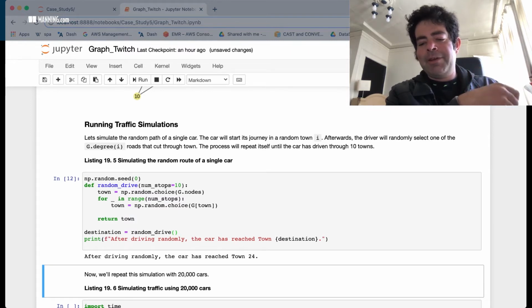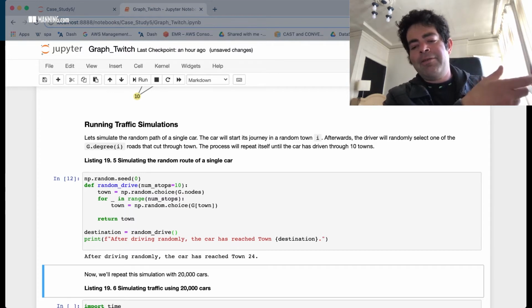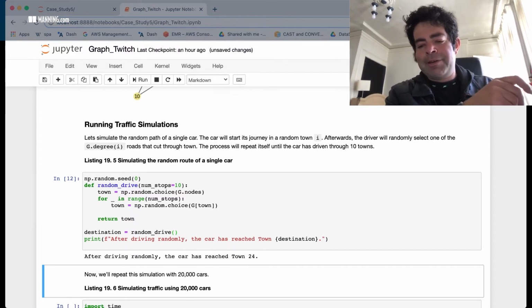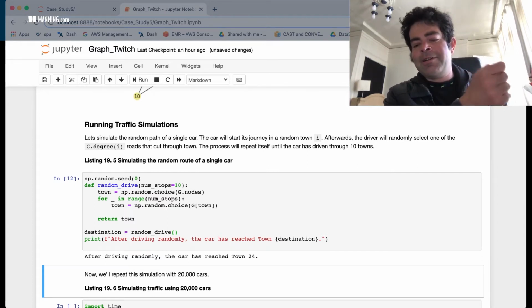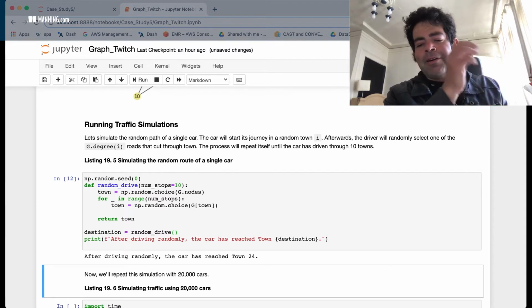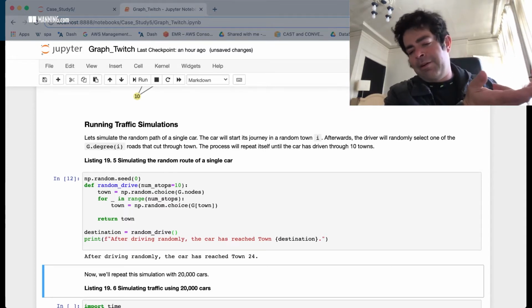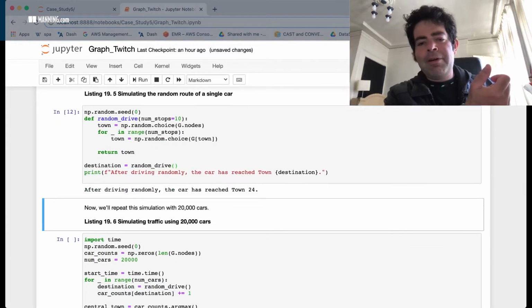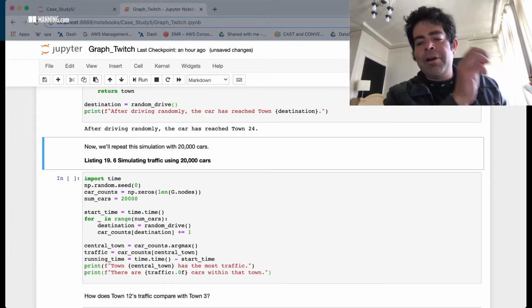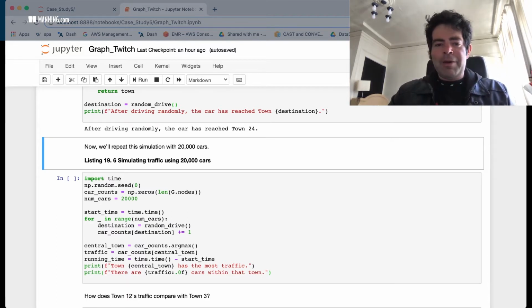We're going to keep our model very, very simple. We're not going to assume that there's a limit to the number of cars that can be in any individual town or in any individual road, which is unrealistic but very useful for our purposes. And all we really care about is that there's 20,000 cars. Each car starts at a random town, makes 10 different stops, and winds up at some other town. And what we want to know is, at the end of the simulation, what is the most heavily trafficked town, with the most cars, and how many cars are in that town.